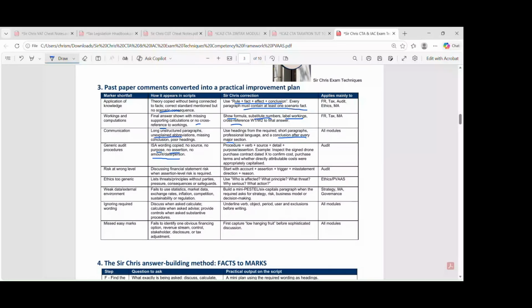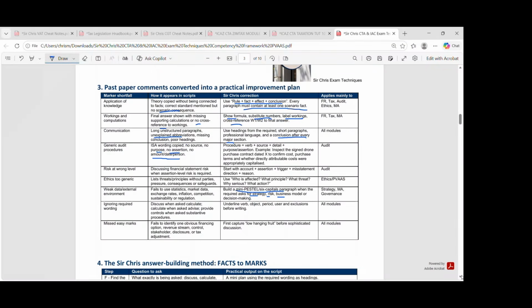Weak data on the external environment. It fails to use statistics, market data, exchange rates, inflation, competition, sustainability. So you need to build a mini PESTEL, or six capitals when required. Ask for strategy, risk, business model, or decision making.